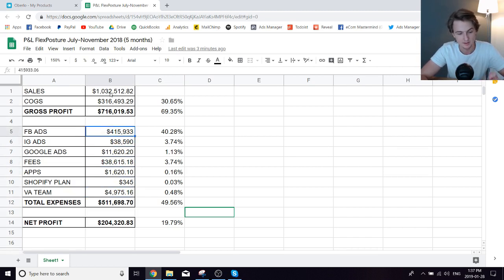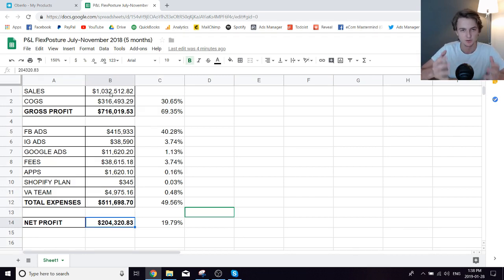So mainly Facebook ads was the biggest expense, on which I spent 415,000, and just to clarify, this is all in US dollars. And then Instagram ads, I spent 38.59 thousand, Google ads 11.6 thousand, and then payment fees, these actually add up quite a bit, so 38,000. And then apps 1,600, Shopify plan 345, and then the VA team 5,000, for a total expense of 511,000, which leaves the net profit at 204,000, so 20%.